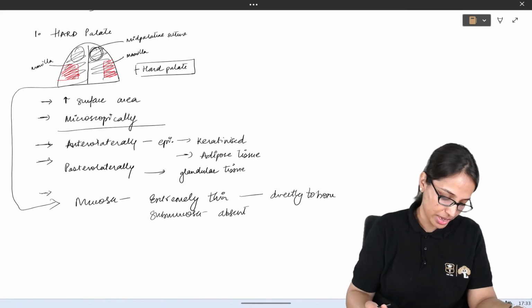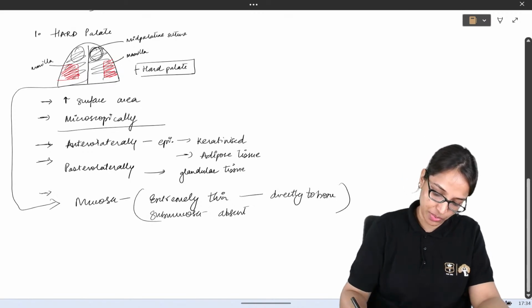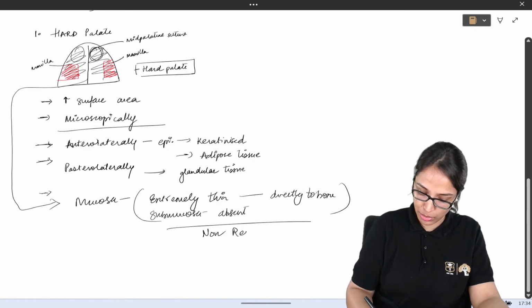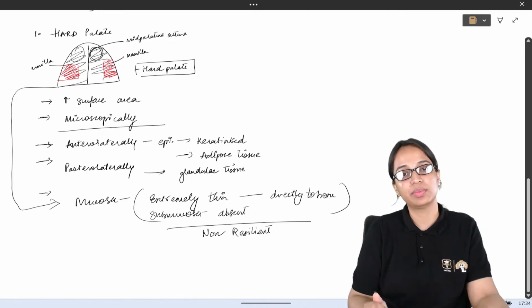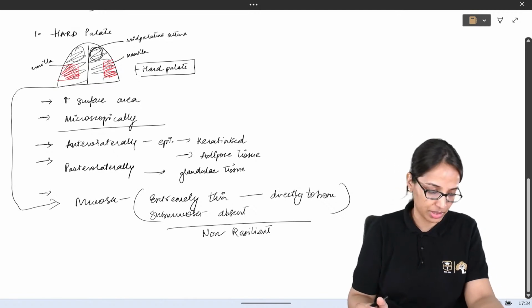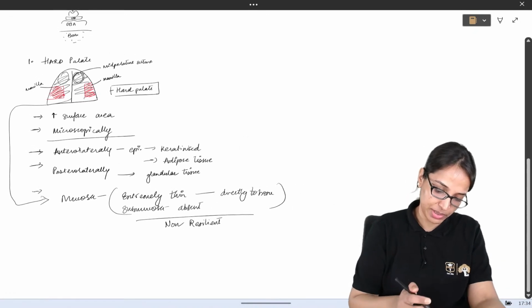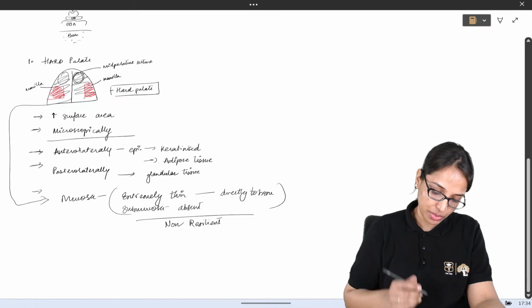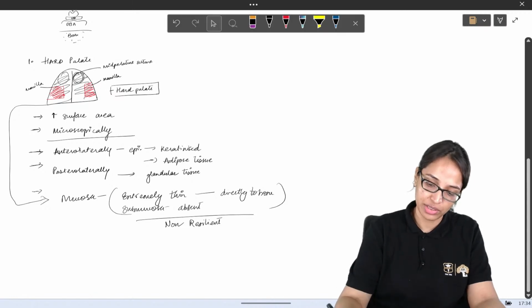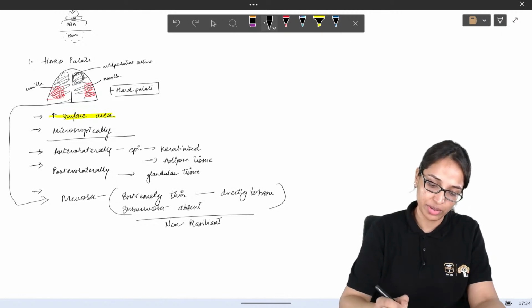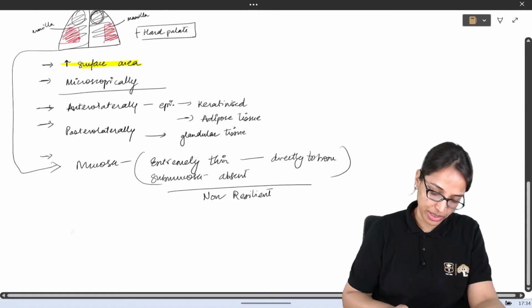Submucosa is almost absent. Basically, if we want to tell, we can define it in one word. It is a non-resilient area. Non-resilient means something that does not withstand or absorb forces. Right, so it is quite a non-resilient area which is present in the hard palate. Now, what are the reasons? The first reason that we saw was an increase in the surface area which is responsible for your hard palate being the supporting area.